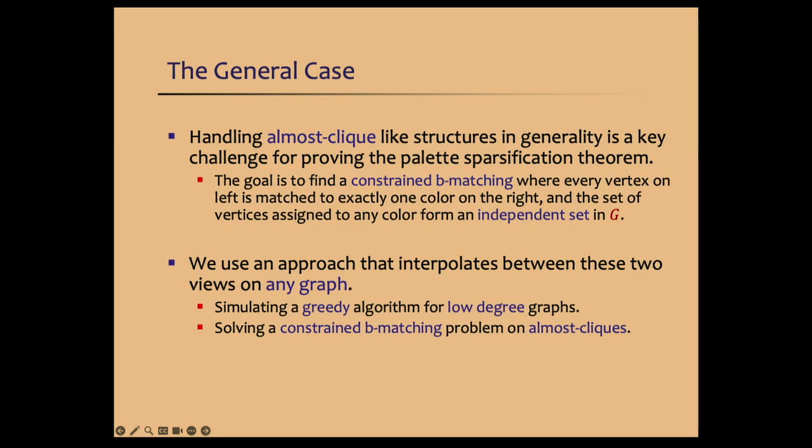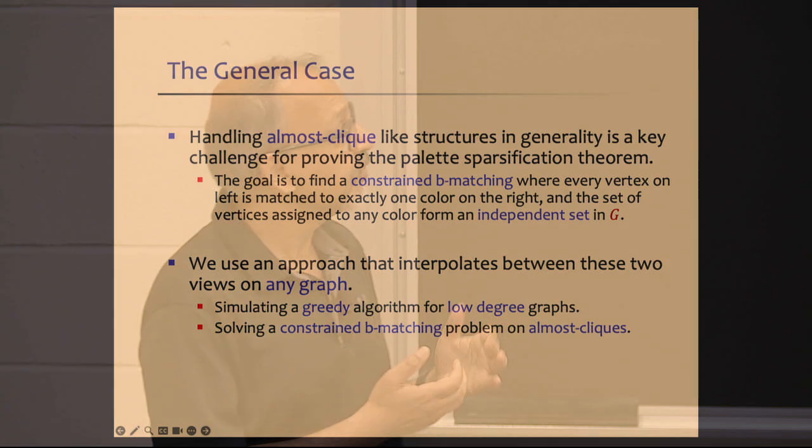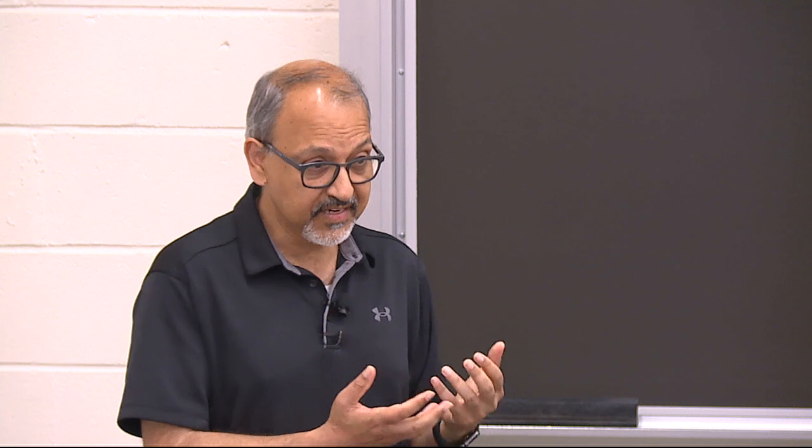Okay? So the general case of proving the palette sparsification theorem is basically interpolating between these two views: low degree vertices or sparsely connected vertices, and then these densely connected structures, which I'm calling here on this slide almost clique-like structures. And so we need to interpolate between these two views, and all the challenging work is really happening in handling these dense structures, which could look very different than just a perfect clique, where the problem is very clean.